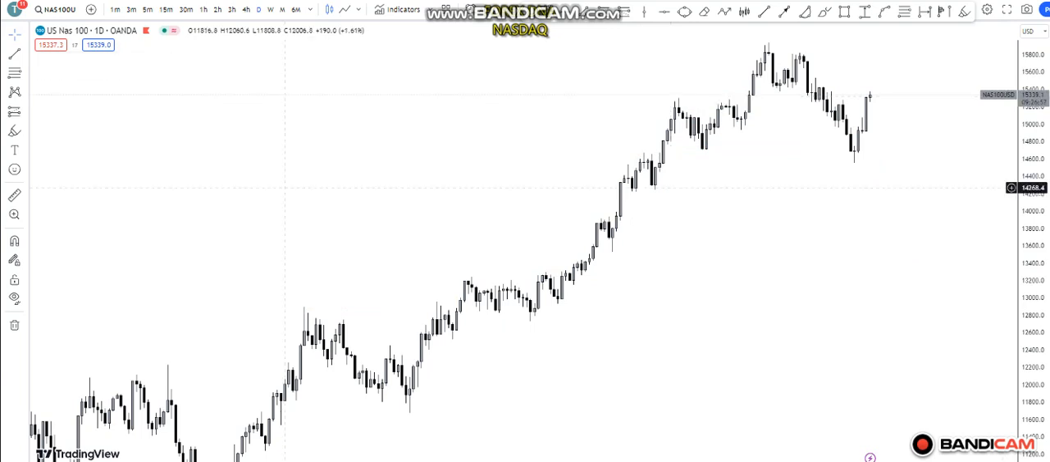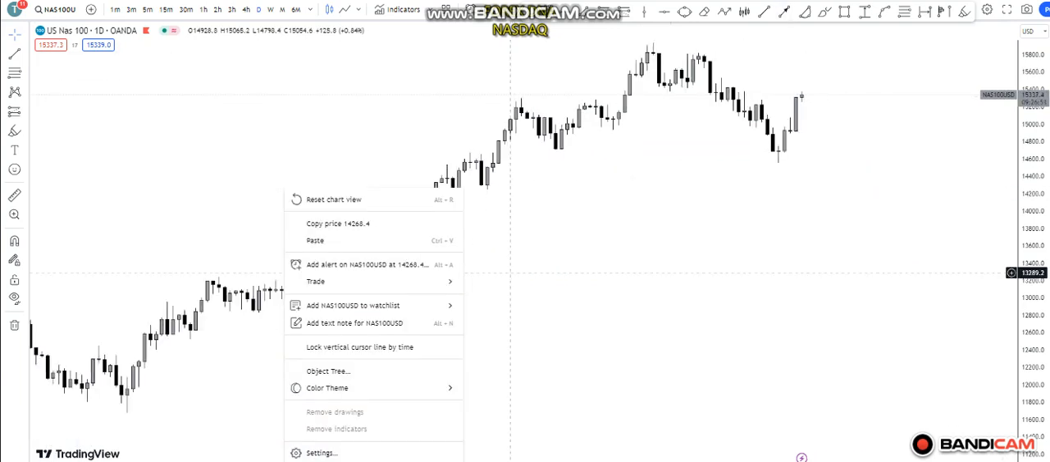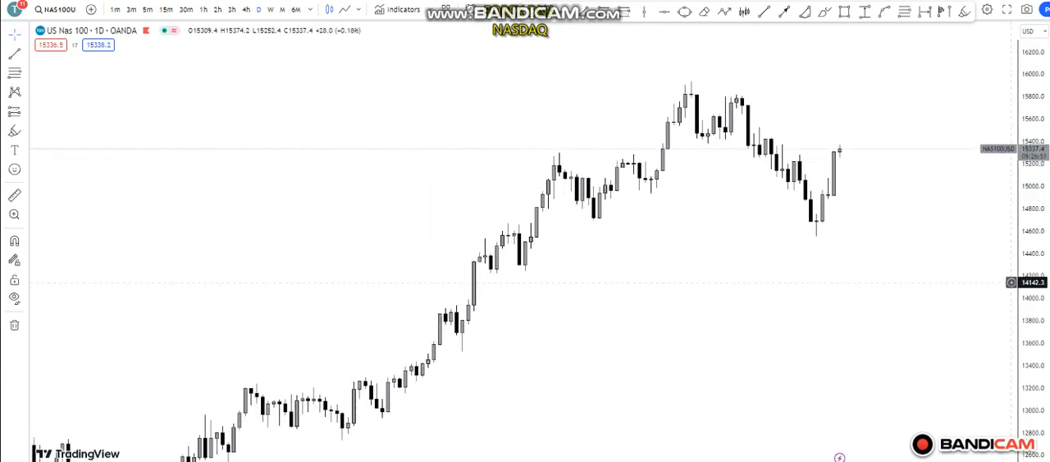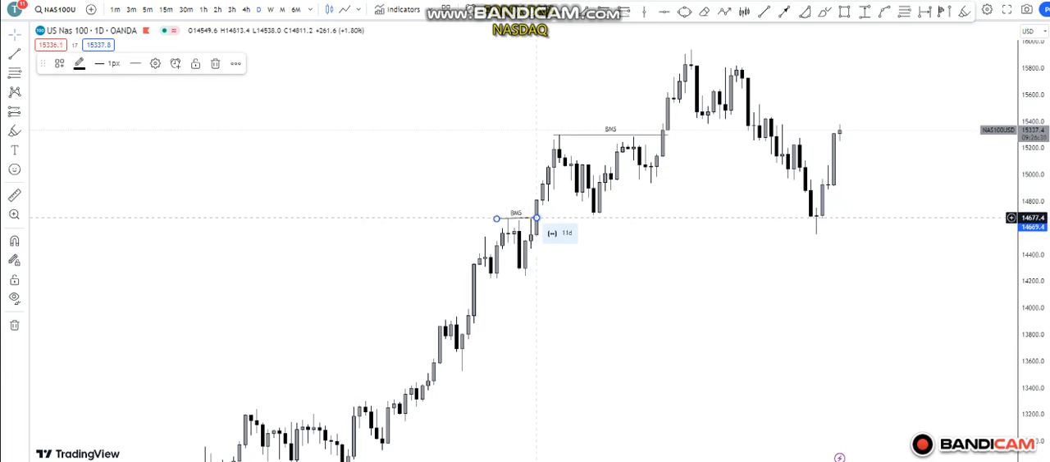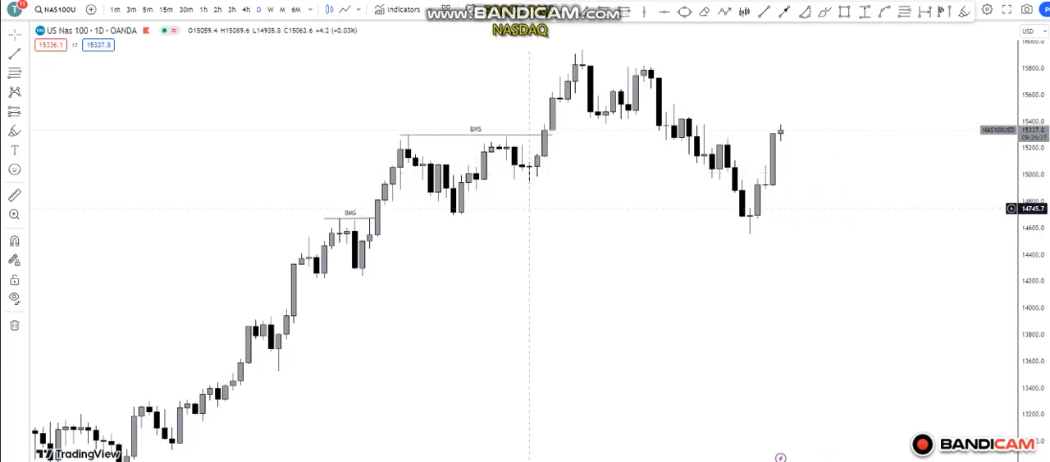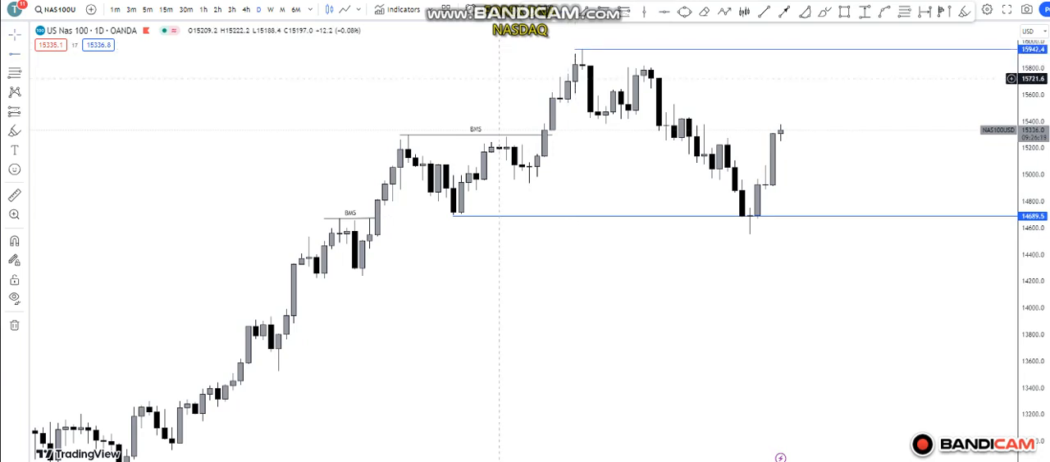Okay, so now we are analyzing from a daily time frame. If you can check, we have the break of market structure here. We have a break of market structure, then we also have another break of market structure here. That's our break of market structure. So now the market is playing between this swing low and a swing high, which is this one. The market is still between the swing low and the swing high.